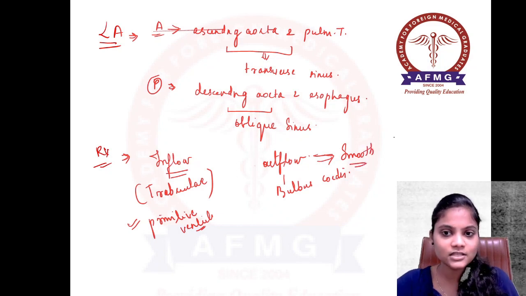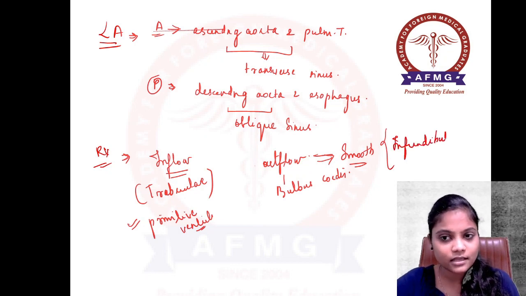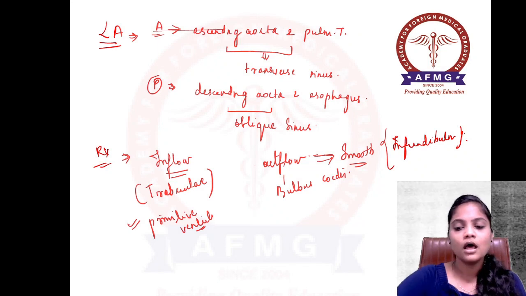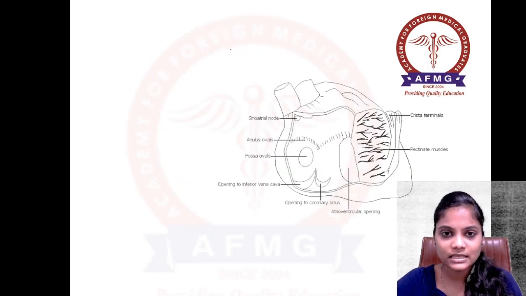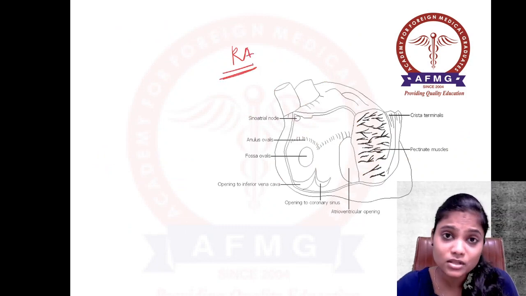In the right ventricle, the smooth portion is called the infundibulum. These are the very few things about our chambers that I have mentioned. The next thing we can see in this picture is your right atrium. Why is the right atrium that important?